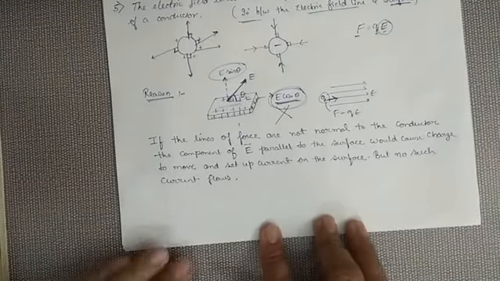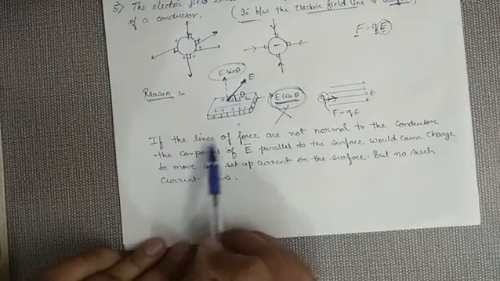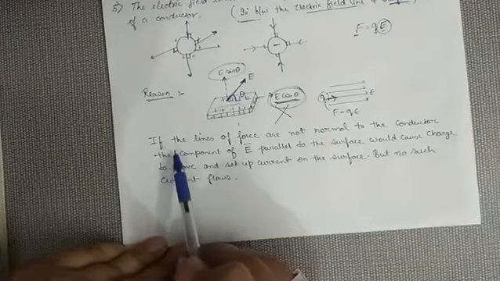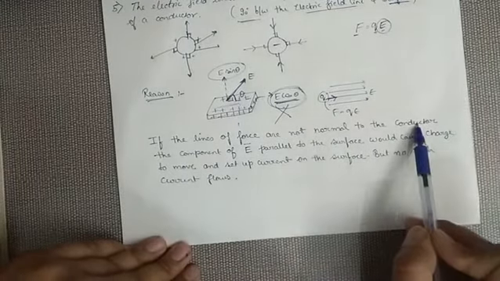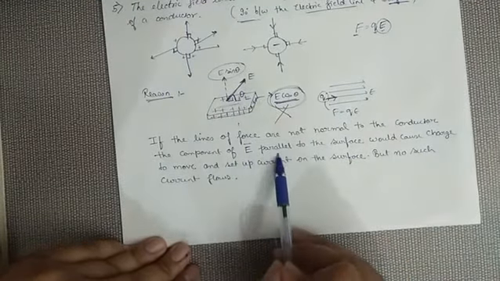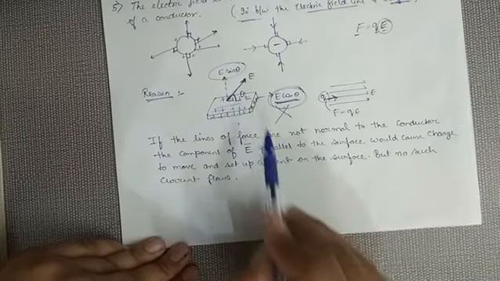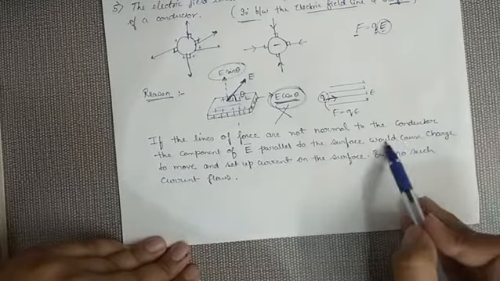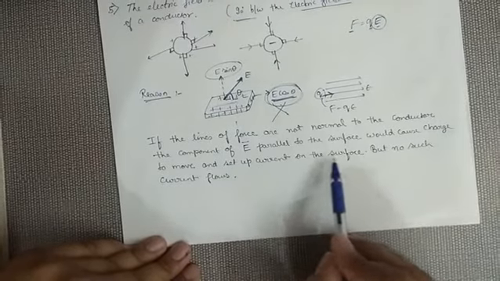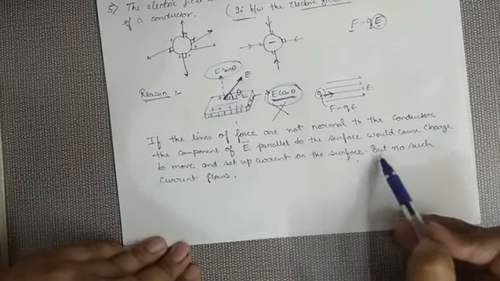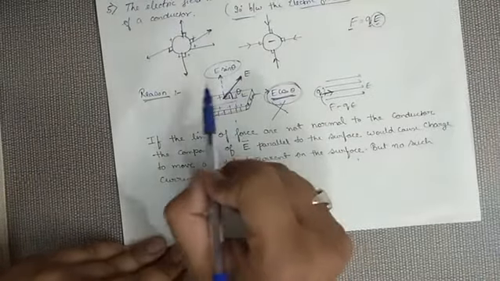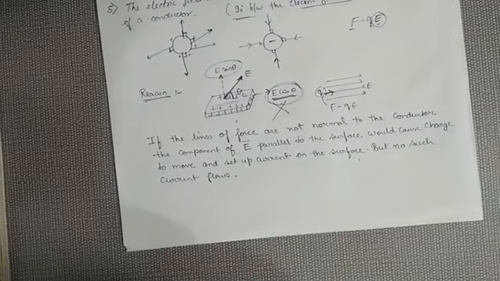So you can just go through this reason I have written here. If these lines of force are not normal to the conductor, then the component of electric field parallel to the surface, just like this one, would cause the charge to move, and as the charge starts moving, it will set up electric current on the surface. But practically no such current flows on the surface, so it shows that the electric field lines are always perpendicular to the charged body.